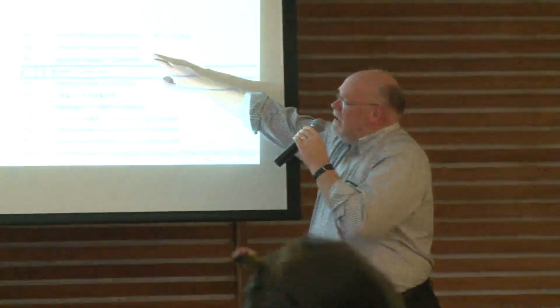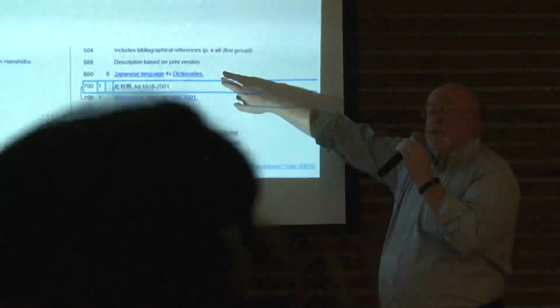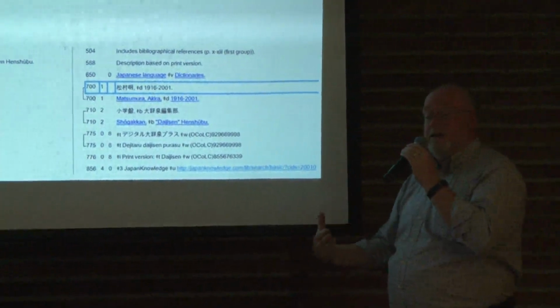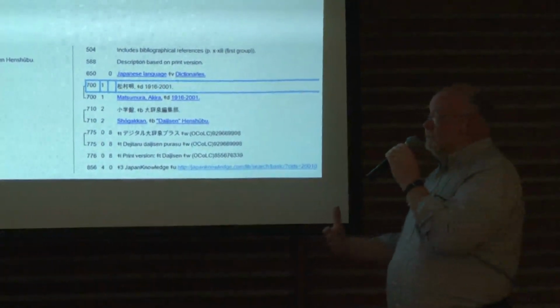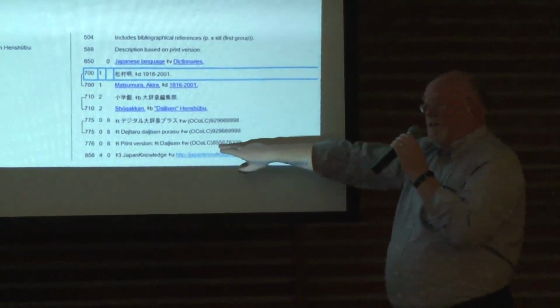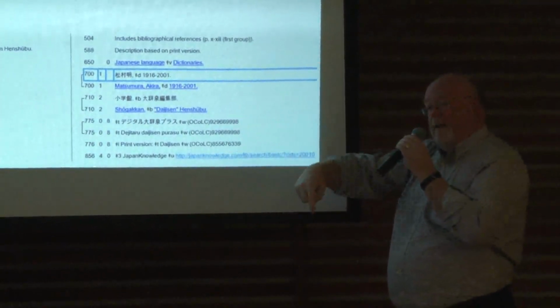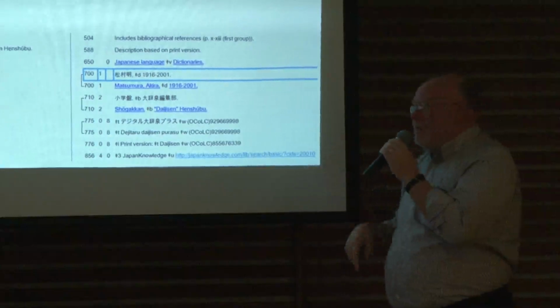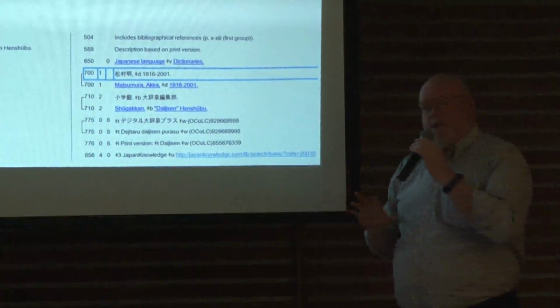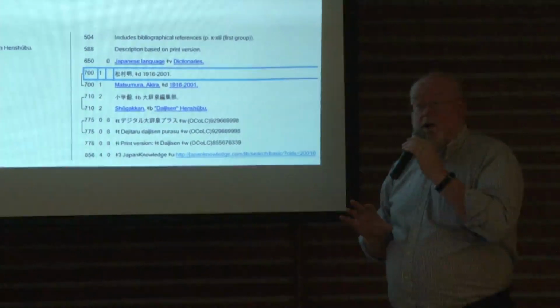This one was actually description based on print version. So they actually just cloned the print version record to create the ebook record. But then they did add a 776 pointing back to that print version record. If I remember correctly, and I don't work with ebooks, there's actually an OCLC macro that will create an online version record from a print version record.